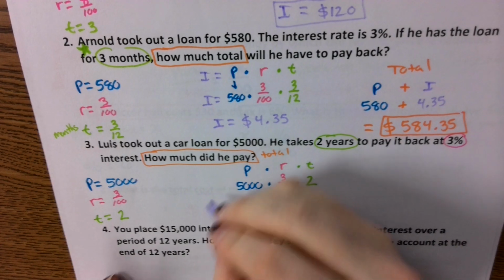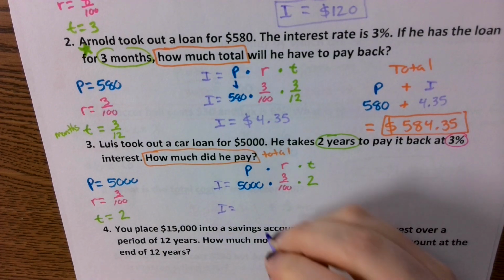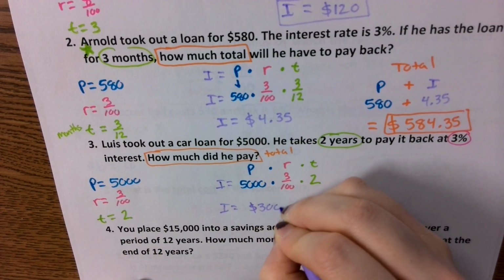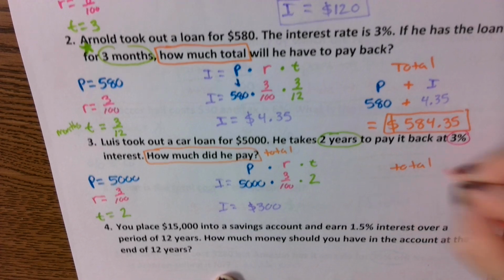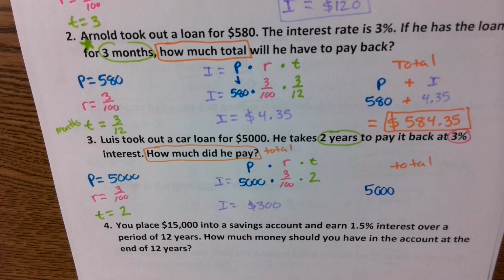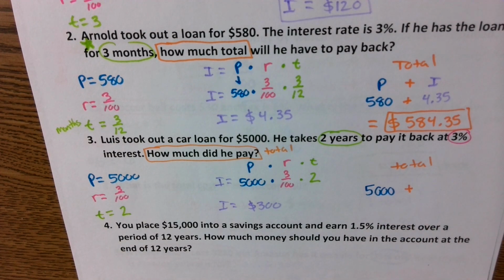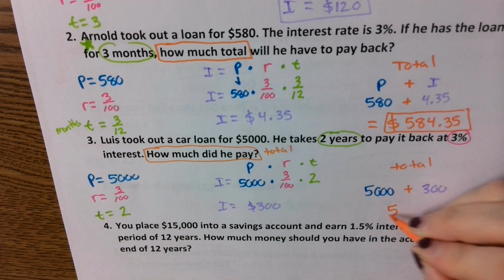All right, interest. When we solve and we multiply all of that together, that's going to come out to $300. Now again, we're going to find the total. So for our total, we're going to take 5,000 and we're going to add 300. And that gives you 5,300.